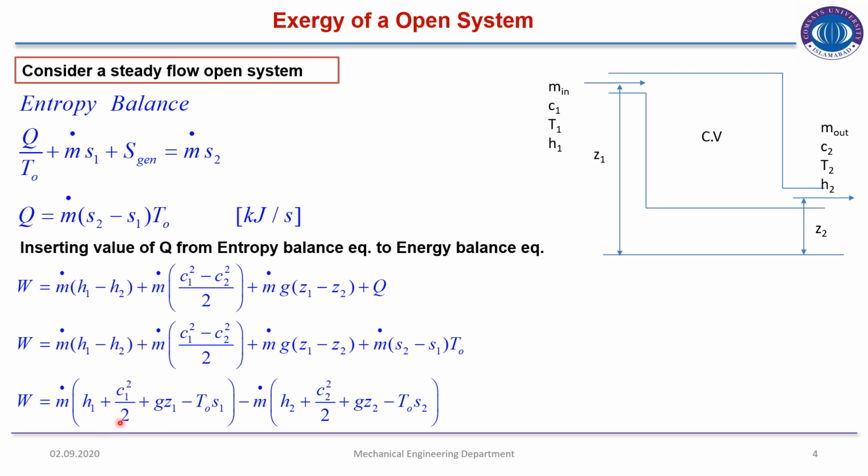and we will take the terms that have subscript 1, the properties of state 1, in one bracket, and the terms that contain subscript 2, the properties of state 2, in a separate bracket. So here we have W is equal to m dot into H1 plus kinetic and potential energy components at the inlet minus T naught S1, minus m dot into enthalpy at the exit, kinetic and potential energy components at the exit, minus T naught S2.